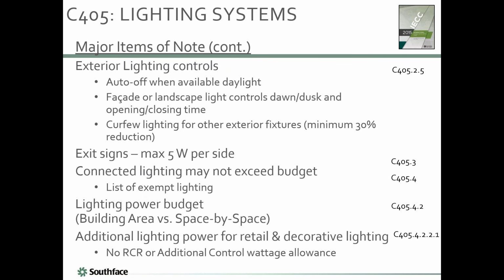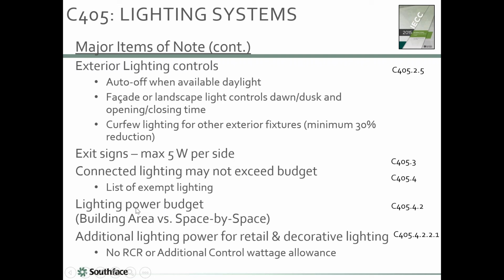Outdoor lighting, again, very similar to ASHRAE, automatically off when there's daylight out. It has to have a curfew lighting capability, which is roughly at midnight. The outdoor light levels or power needs to drop 30%. And then, again, you can do lighting of your facade, but with constraints. And they still include exit signs. I think basically everybody uses LED exit signs, so ASHRAE, I think, took it out.